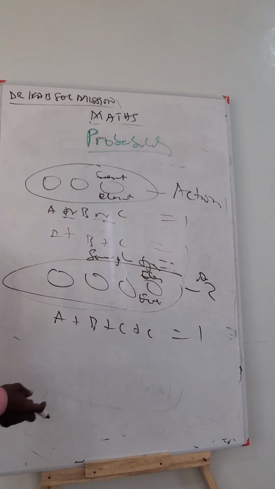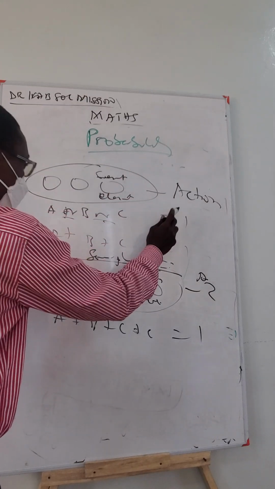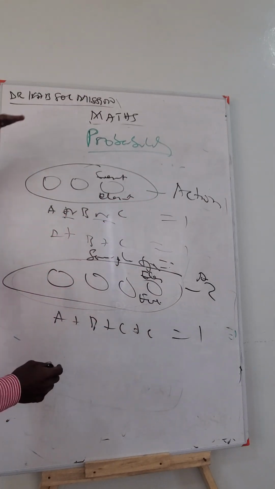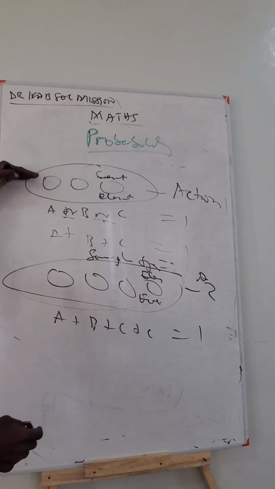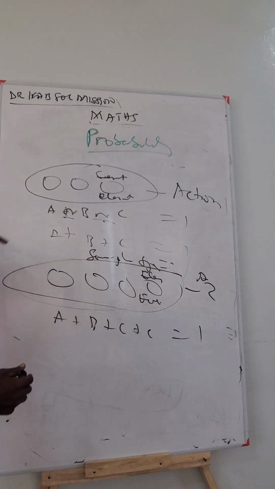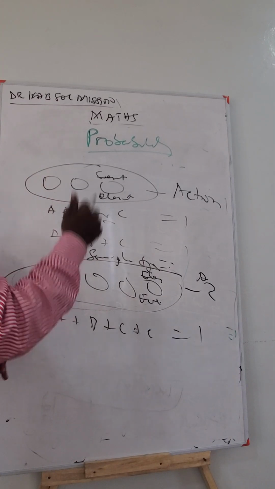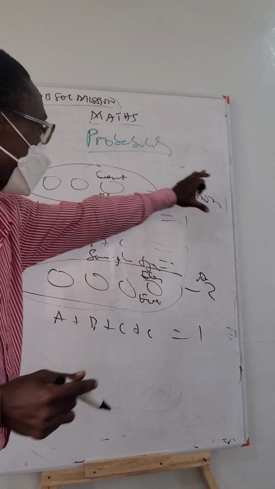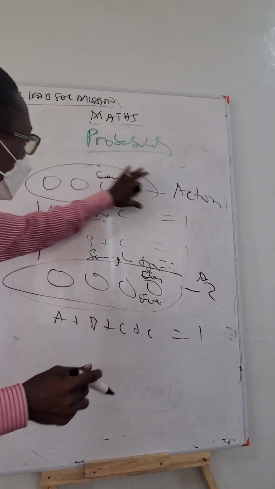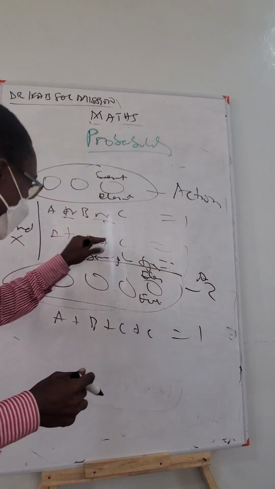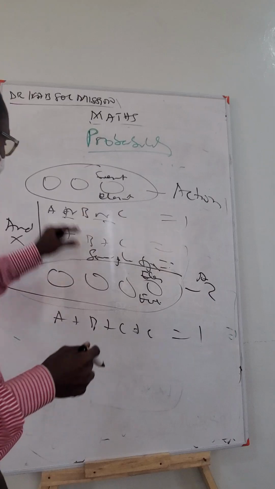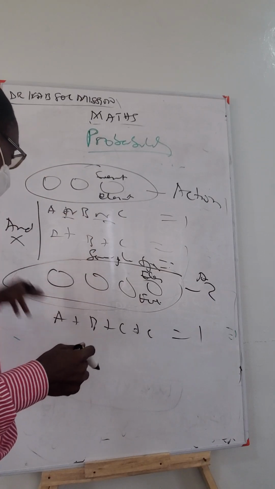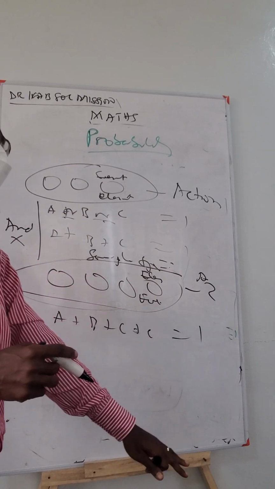Now sometimes you can be asked, what's the probability of action 1 happening and then action 2 happening? It means when you are moving from one action to the next action, they are joined by "and". And the "and" in probability is multiplication. So find the probability of this, and then you multiply by the probability of the next one, and that will give you an answer.